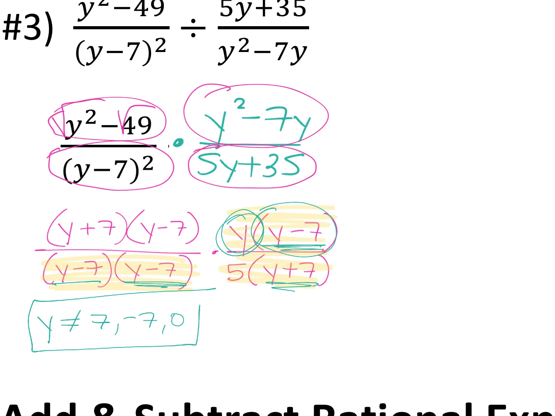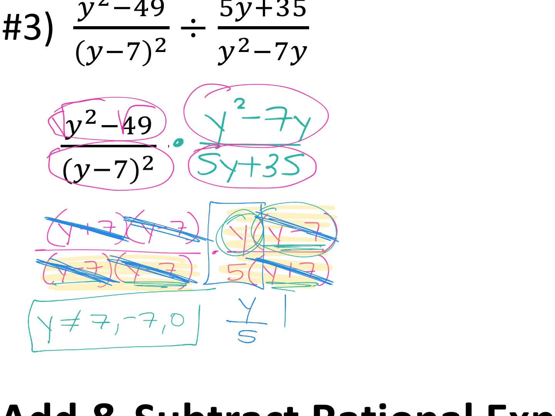Now we can start slashing. So we have a y plus 7 divided by y plus 7, that's 1. Y minus 7 divided by y minus 7, that's 1. Y minus 7 divided by y minus 7, that is 1. All you're left with is y divided by 5. And that's your answer. Okay, any questions on that?